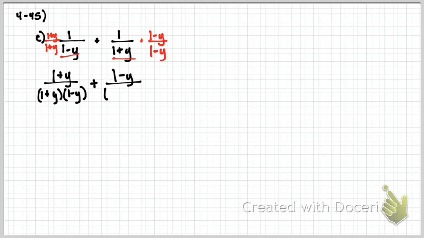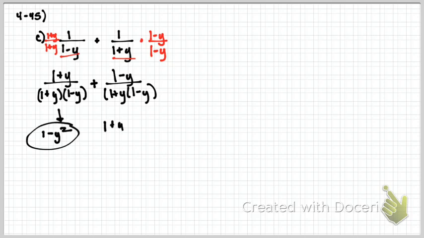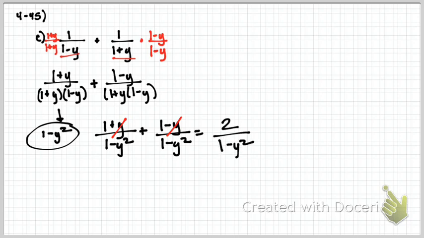1 minus y, 1 plus y over 1 minus y. If you FOIL this, you get 1 minus y squared. So that's equal to this. So you get 1 plus y over 1 minus y squared plus 1 minus y over 1 minus y squared. You can combine this. These y's will cancel. So you'll be left with 2 on the top over 1 minus y squared, but you need it in terms of x.